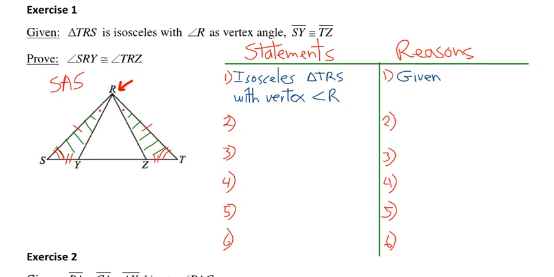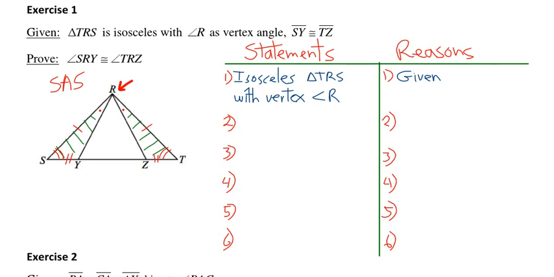And I have my first given already written here. Isosceles triangle TRS with vertex angle R. I modified it a little bit to make it a little bit shorter. You can always do that. And that was given to us. Now I'm not going to put here the second given. I'm going to put here what I got from the first given. We usually in the proofs don't write all the givens together at the beginning. We write them as we need them. So there is a conclusion that we can get from the first given. So I'm going to write that conclusion.